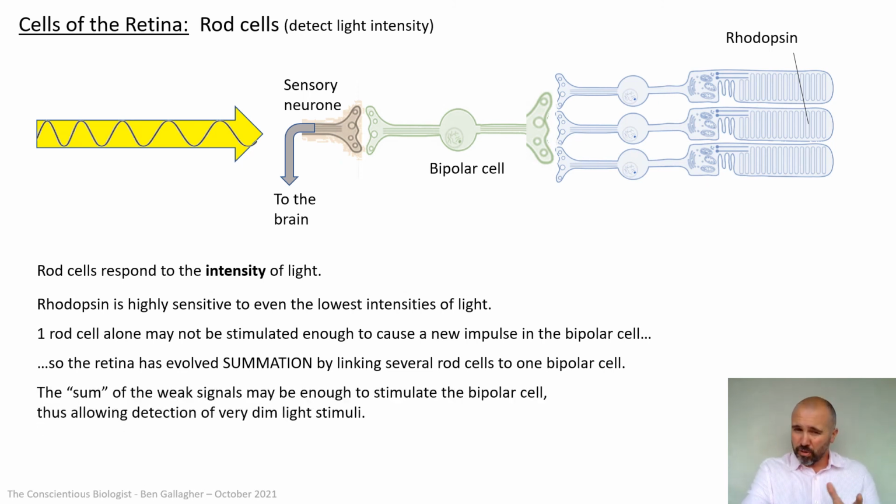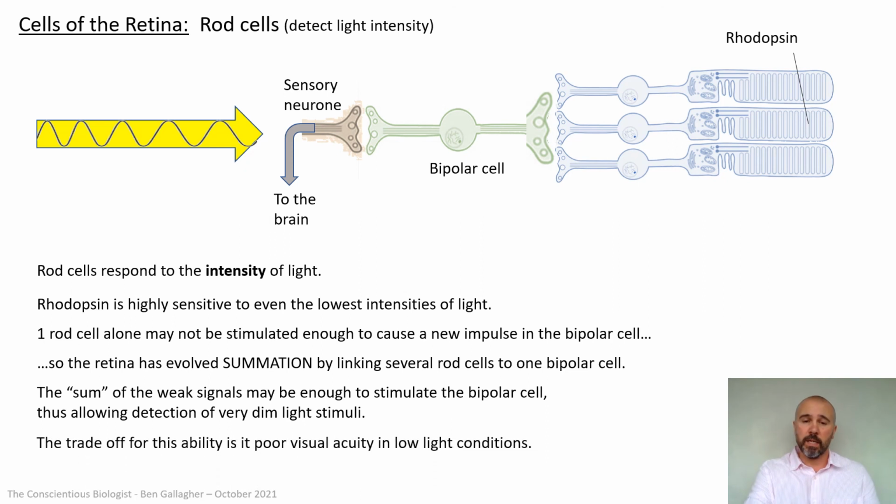Now there's a problem with that. There's a bit of a trade-off: even though the sum of the weak signals allows you to recognize that there is some light, it's very hard to tell exactly where that light was coming from, because instead of one rod cell saying there's light hitting me, here's the precise acuity of where that light's coming from, if you've got 3 or 4 or 5 and together they're saying, yeah, there's some light, you don't know exactly where it hit.